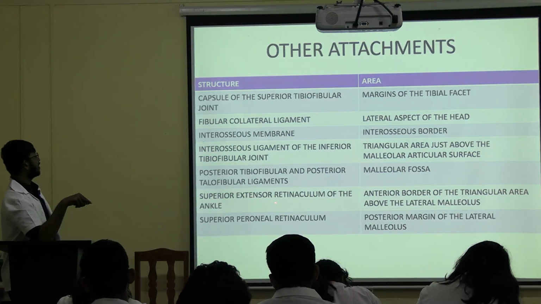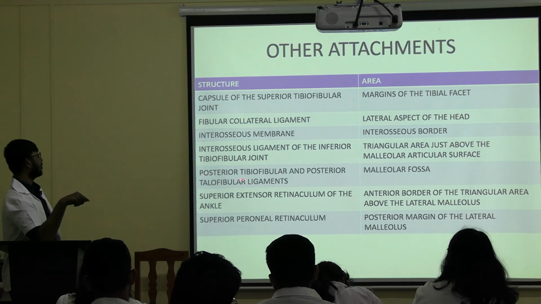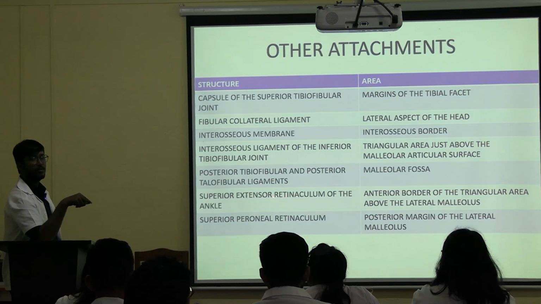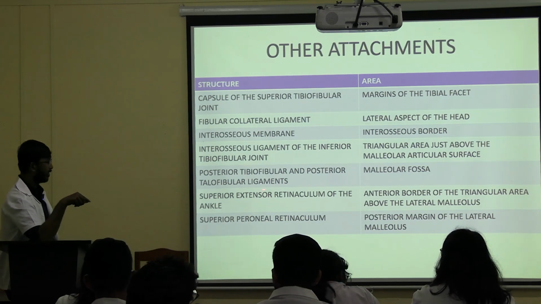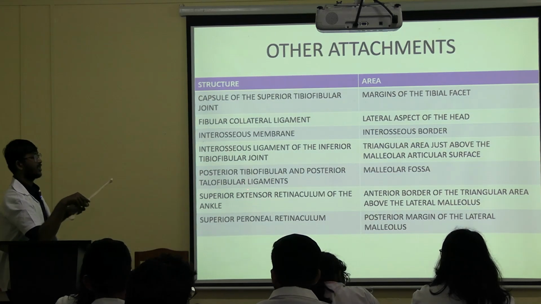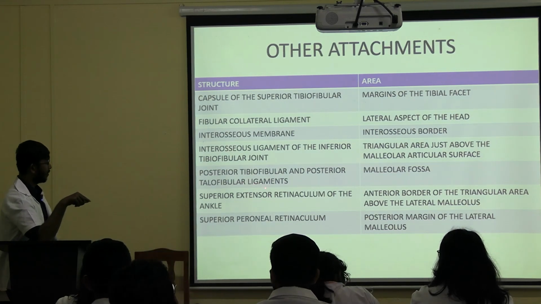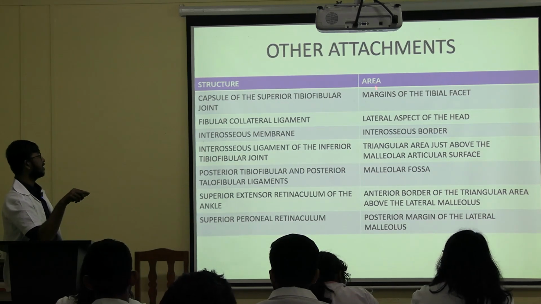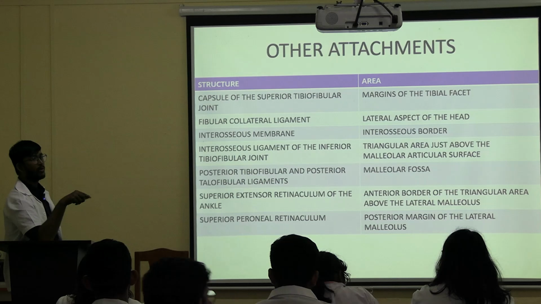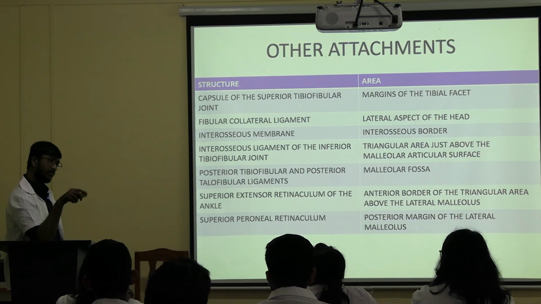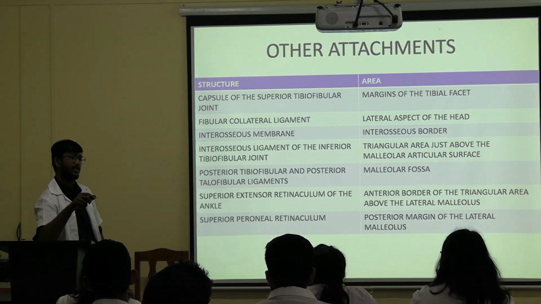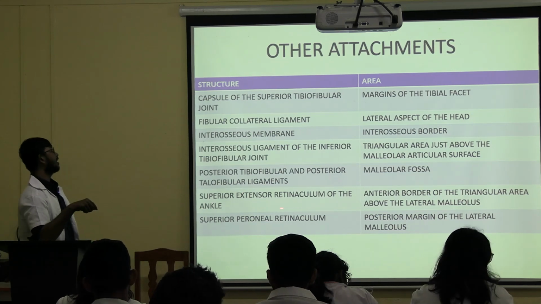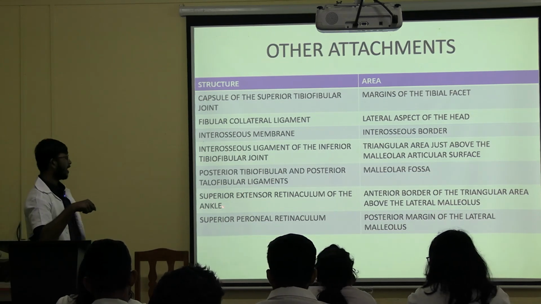Then the posterior tibiofibular and posterior talofibular ligaments. What is the talofibular ligament? The talus and fibula join together, and surrounding that there are certain ligaments. Similarly the tibiofibular is also present. It is present in the malleolar fossa. Where is the malleolar fossa? Just behind the facet for the talus, the deep malleolar fossa.